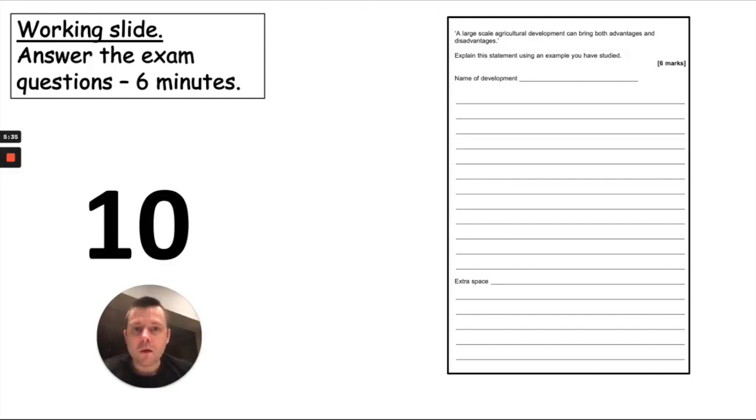Alright? Think of the good things, explain them. Think of the bad things, explain them. You don't need to come to a conclusion because it's not saying 'to what extent' or 'justify' or 'evaluate'. It just wants to explain the good and the bad. 6 minutes, last question, do your best, off you go.